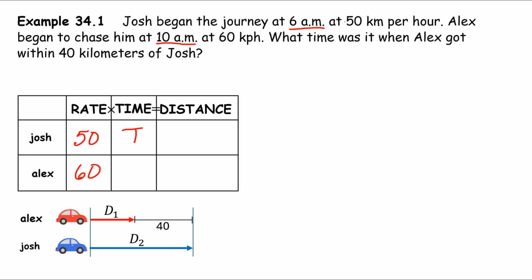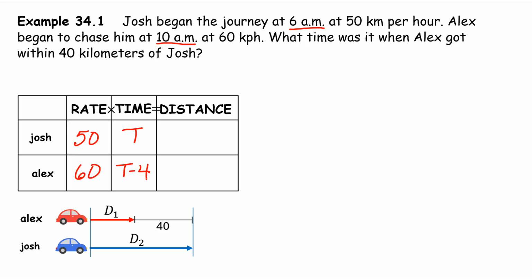Josh left at 6 a.m., so he left first. So he's going a long time before Alex even starts. So definitely Josh's time is more than Alex's time. And so how much more is it? Well, if Josh left at 6 a.m., Alex left at 10 a.m., that's 4 hours difference. So Alex's time is Josh's time minus 4 hours. And now, what do we know about their distances? Well, we know that Josh left first, so he's ahead before Alex has ever even left the house.